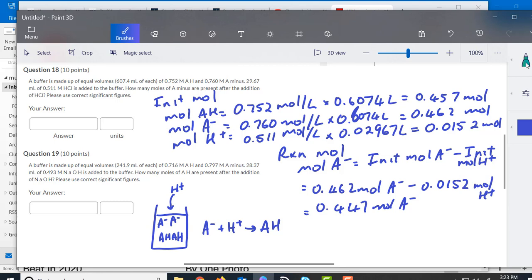And you can see the same things happening here. So for every mole of H+ that gets added, we're losing that amount of A-, and that gives us our final amount of A- there.